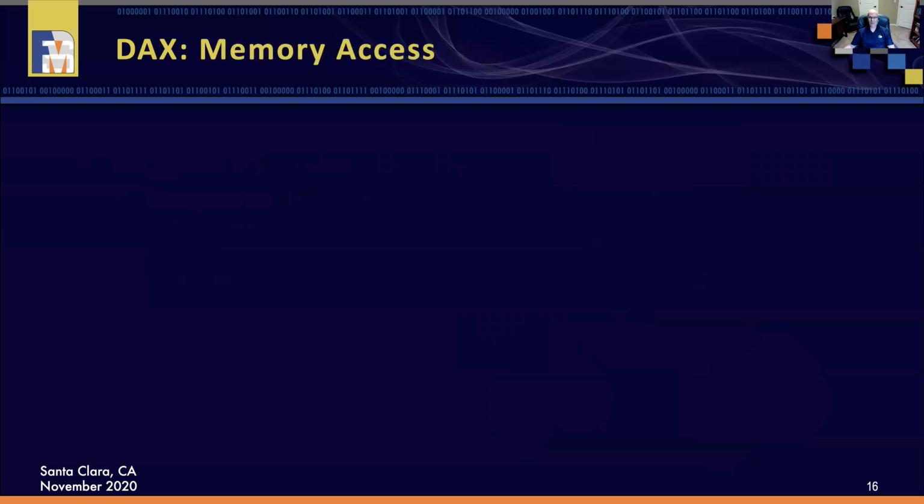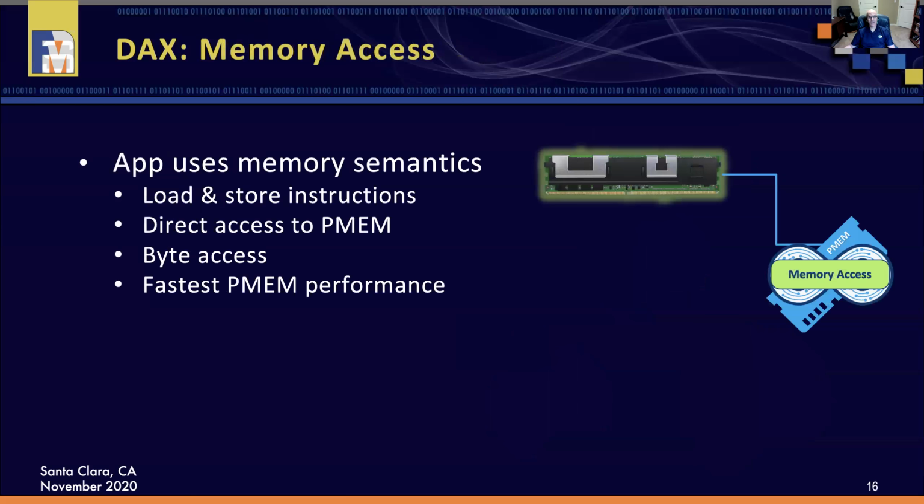Then there's memory access. You're going to find that most of the implementations out there are going for memory access. And there's good reason. The applications use memory semantics to load and store the instructions, directly accessing the persistent memory. It's byte access, not block access. All the rest were block access. This is byte access. It's the fastest by far of persistent memory performance.